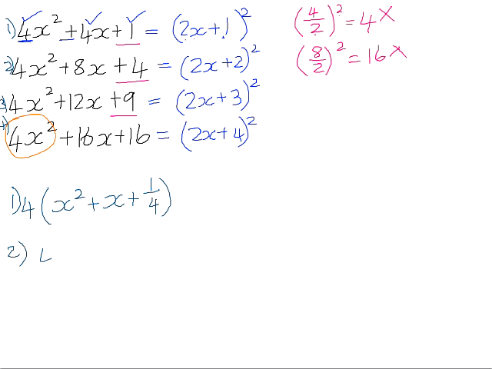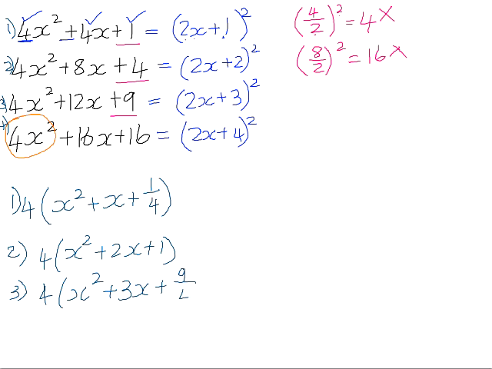In number 2, if we take out the 4, we have x squared plus 2x plus 1. In number 3, if we take out the 4, we'll have x squared plus 3x plus 9 over 4. And in the final one, if we take out a common factor of 4, we will have x squared plus 4x plus 4.